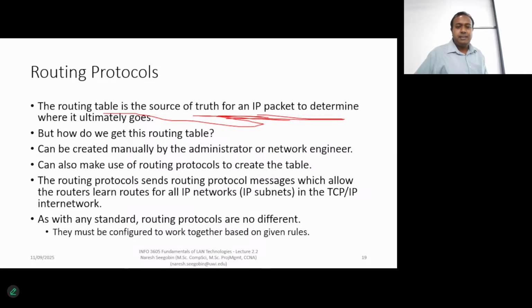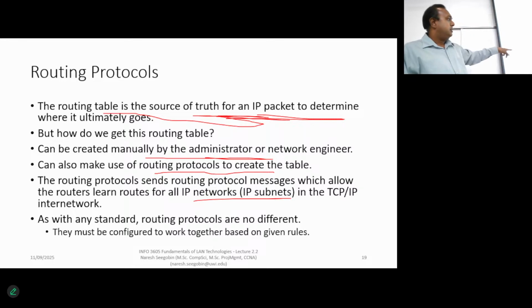We could create the entries manually by the administrator. You could use routing protocols to create the table, which is what we'll do later. And what I'm missing here is that when you configure an IP address on a routing interface, that is added onto the routing table once it's in an active state, meaning the interface is up and running. You will see it in the lab. Once it sits there, the routing table is populated with that information.